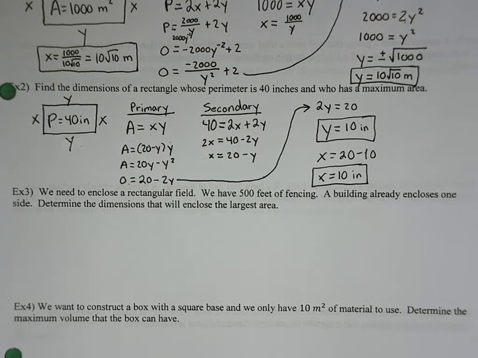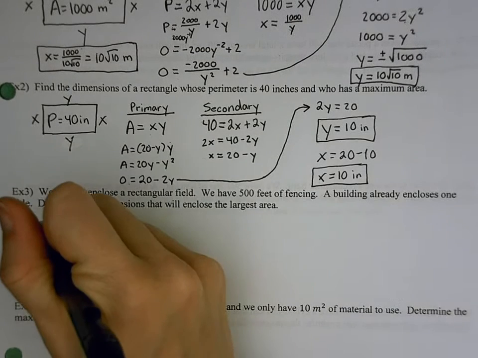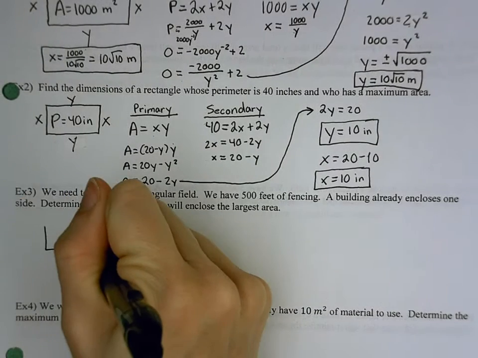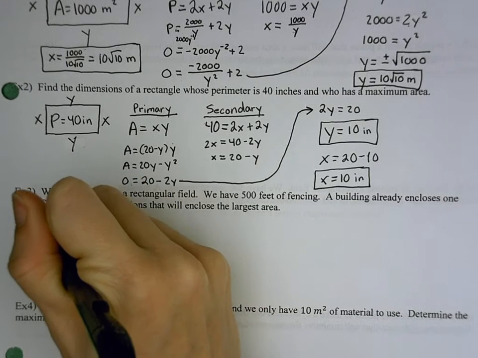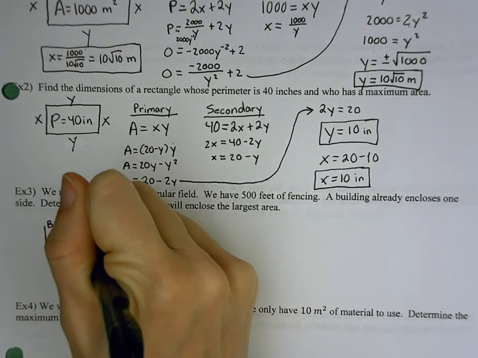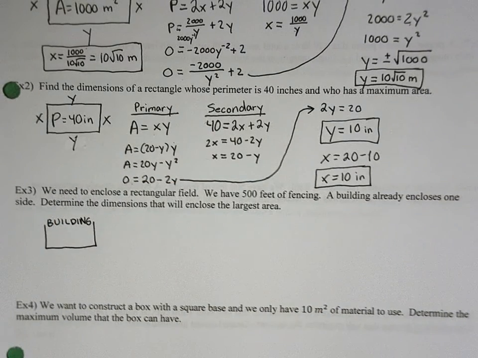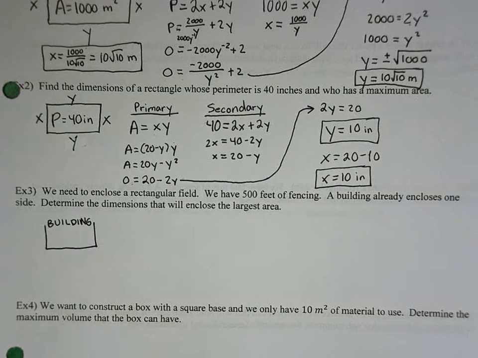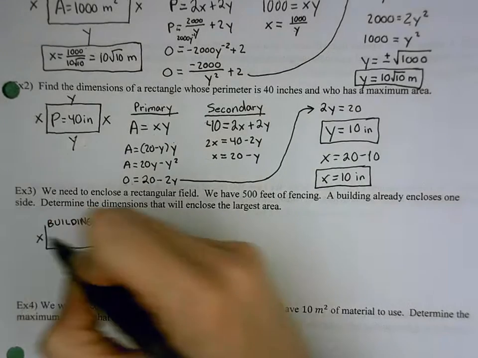Okay, so here we go. We have our rectangular field with a building on one side. Okay, so what's important about the building? Well, if there's a building there, you don't need to fence that side. And so when I'm talking about my 500 feet of fencing, that side isn't going to be included in that 500 feet, right? You don't need to fence where there's already a building. And I'm going to go ahead and call these X and Y again.